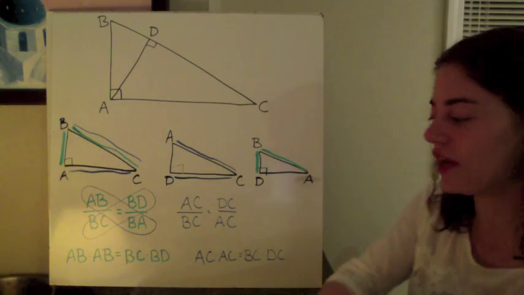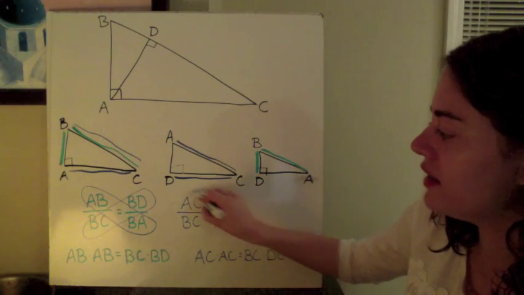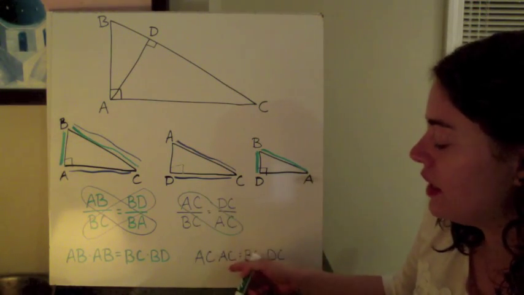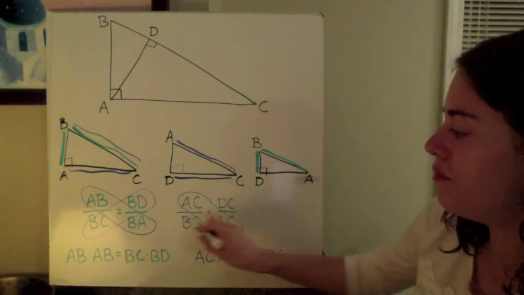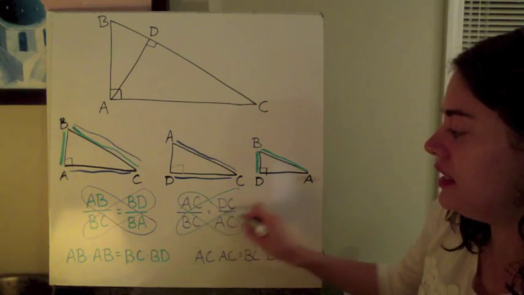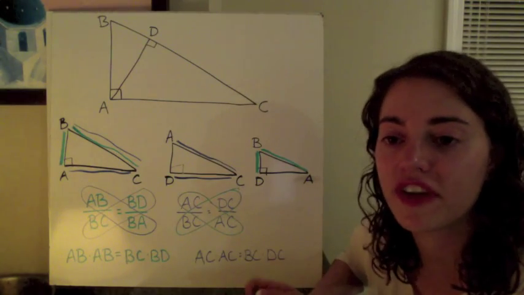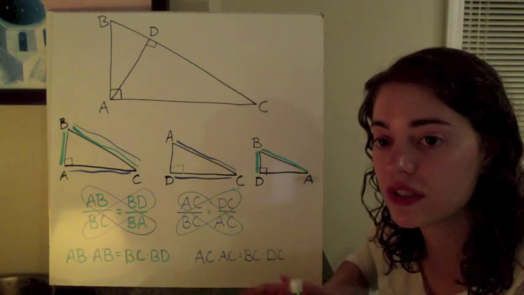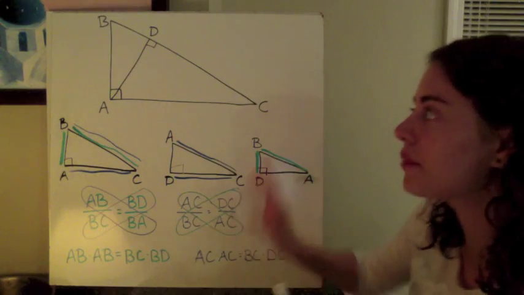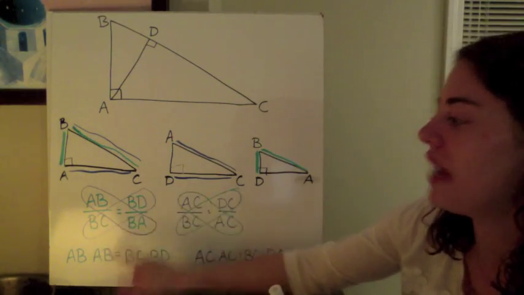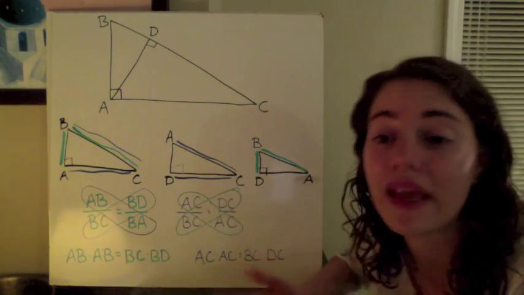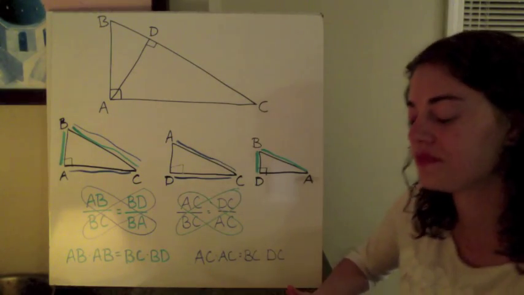And again, once I cross multiply, I got AC times AC, and that's going to be equal to BC times DC. So using similar figures, I've set up these proportions, and they must be equal. If we put numbers in here, this ratio would have to be equal to this one. That's what makes them similar, those proportions.